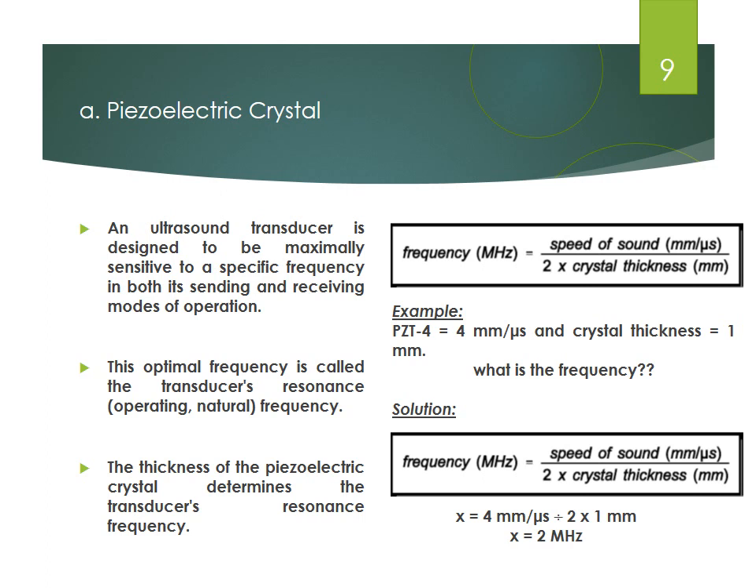This physical law, which depicts the relationship between three variables, namely frequency, sound speed, and crystal thickness, can be used to calculate any one of them. Here is an example in which you are asked to calculate the frequency given the speed of sound in the medium and the thickness of the crystal.